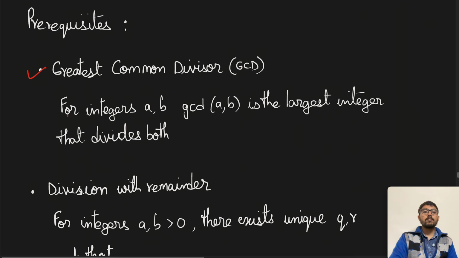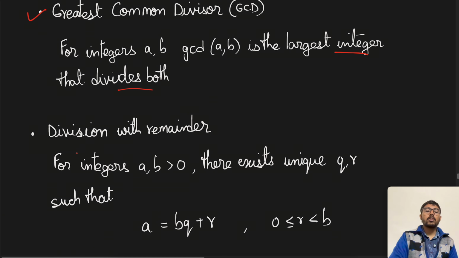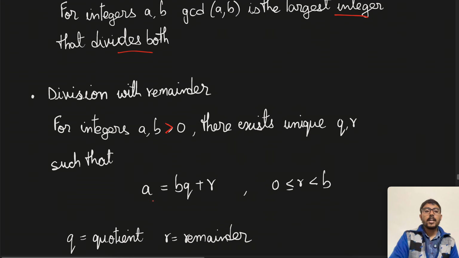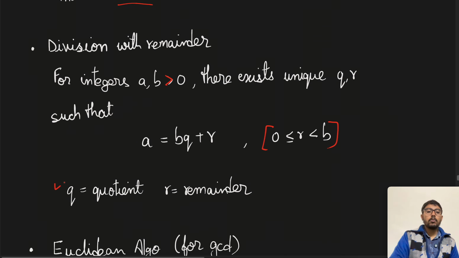So for just a quick refresher, for two integers a and b, GCD(a, b) is the largest integer that divides both these integers. Okay. Next concept is division with remainder. For integers a, b which are greater than 0, there will exist unique pairs of q and r such that a equals bq plus r, right, where r is subject to the condition 0 is less than or equal to r and r is less than b, while we will also know that q is known as the quotient and r is the remainder.